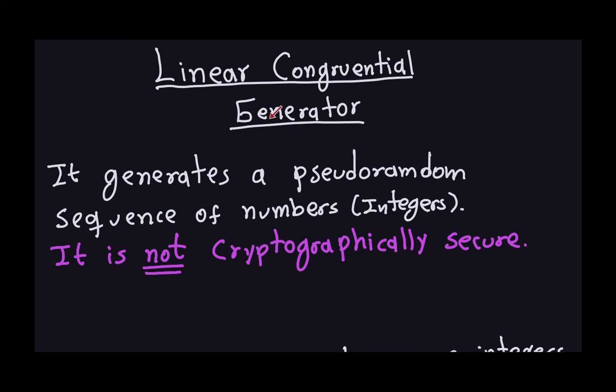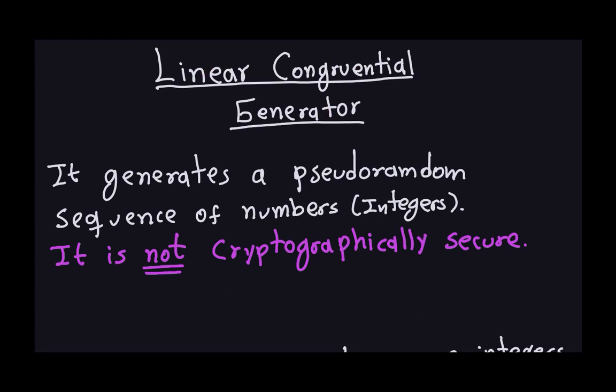I remember last time we talked about the middle square method to do that. So this linear congruential generator will also generate a pseudo-random sequence of numbers, and in this case, it will be integers. Now, the problem with that is that this is not cryptographically secure. So whenever you want to use this generator for some cryptographic applications, you wouldn't use this linear congruential generator.